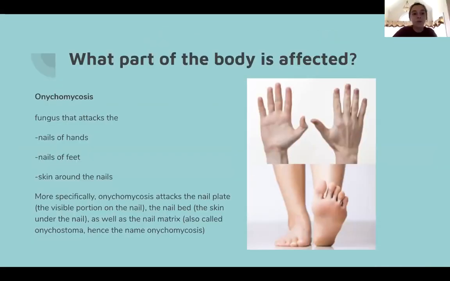Yes, so like Noelle said, the part of the body that's affected is all of the nails. So that could include the nails of the hands or the nails of the feet, as well as the skin around the nails. Like she said, the nail plate is the visible portion of the nail, and the nail bed is the skin under the nail. And then it can also affect the nail matrix, which is also called the onychostroma, which is where the name onychomycosis comes from.